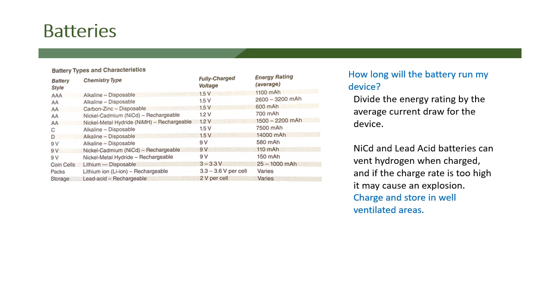Now, NiCad and lead acid batteries can vent hydrogen when charged, and if the charge rate is too high, it may be producing more hydrogen than it's designed to vent, and it may cause an explosion. It's very rare that this happens today, and it can happen in situations where the battery might be old, or the battery casing might not have been properly designed to vent at high charge rates. So it's very important to always charge and store batteries in well-ventilated areas. You don't see a lot of NiCad batteries in modern radios today, but they are still available in older radios.